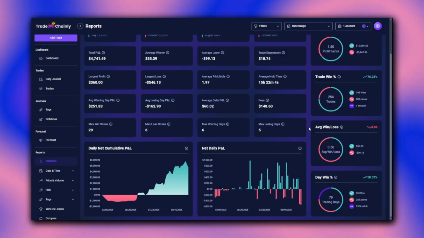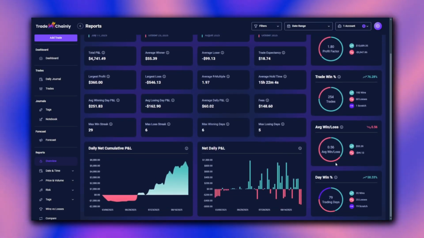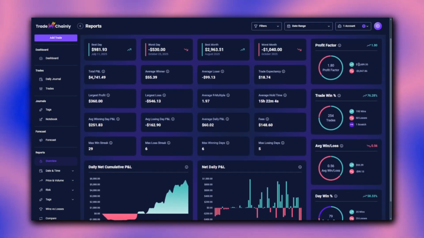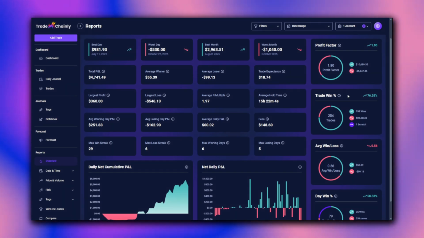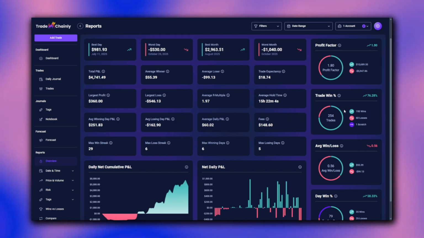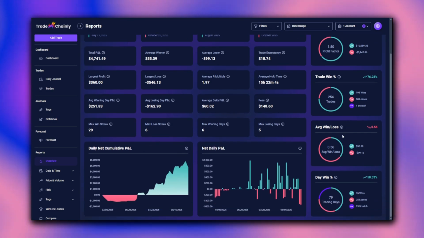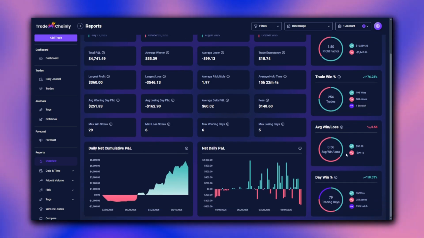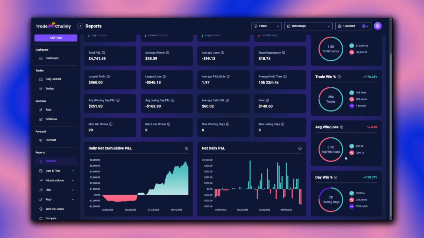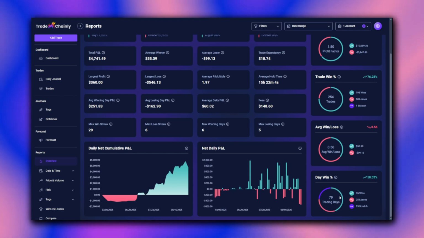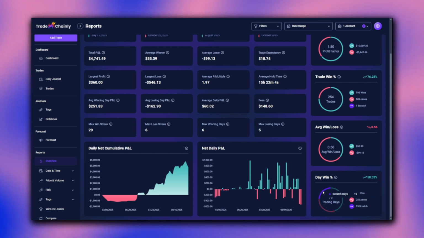Going back, we have these four performance metrics. The profit factor shows how much I make for every dollar I lose. Here, I have the trade win percentage distribution. Average win-loss shows me if I cut losses fast and hold winners long. Day win percentage shows consistency, how often I close the day profitable.